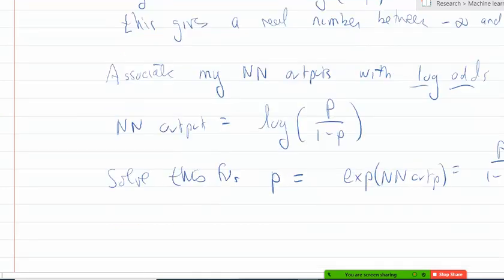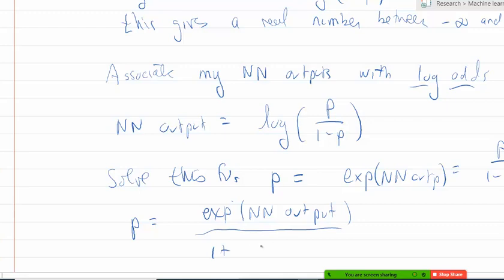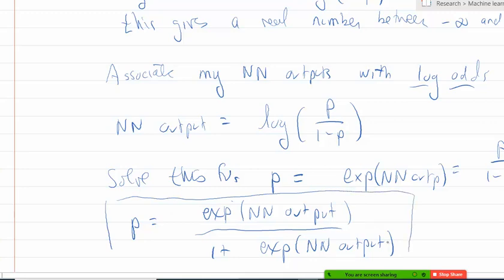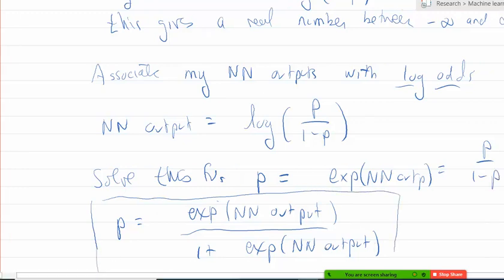And if I solve that, it looks like I'm going to get p is equal to the exponential function of my NN output over 1 plus the exponential of my NN output. This is an algebra problem. Okay, so that's how I'm going to associate probabilities with my neural network outputs. And if you want some more information on that, you can look up Logit.